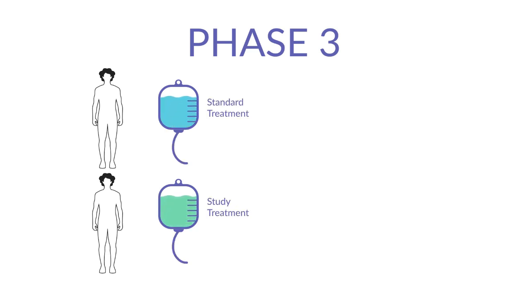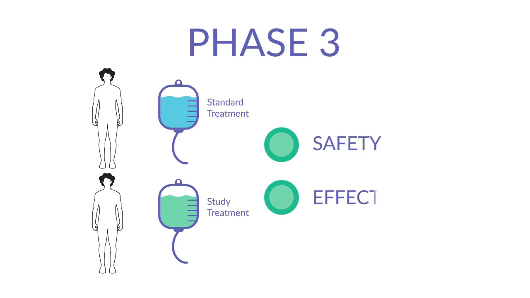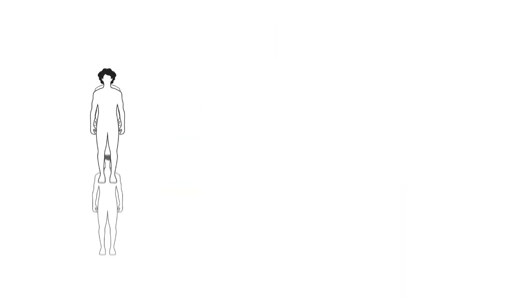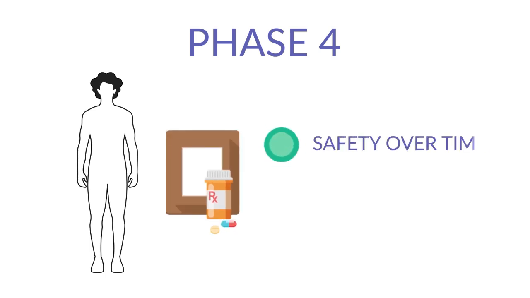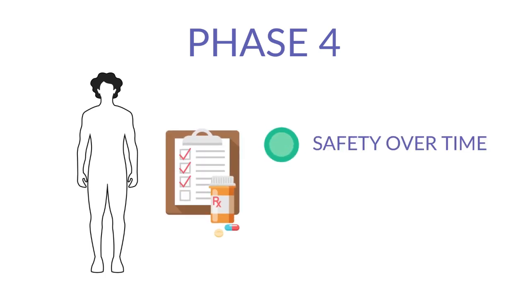These trials measure both safety and effectiveness of the new treatment against the current standard of care. Phase 4 trials study a drug that has already been approved and is currently available on the market. These studies look at the safety of the drug over time. Researchers are studying if there are any rare side effects.